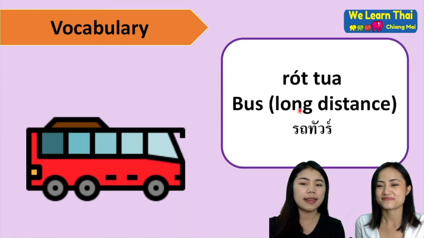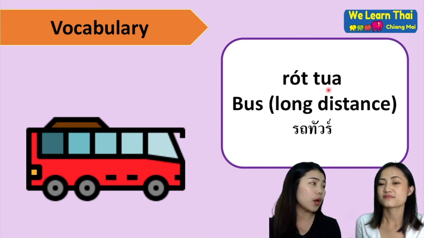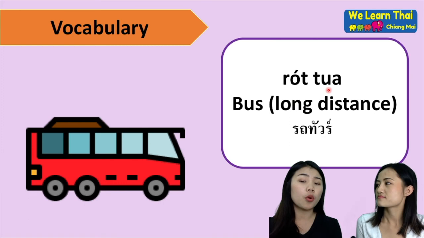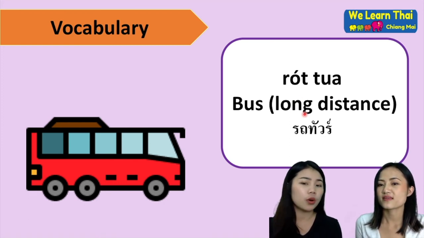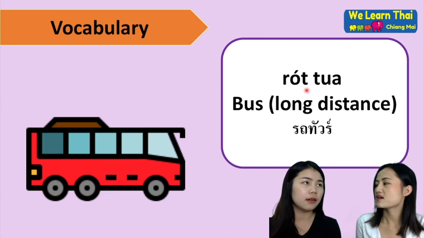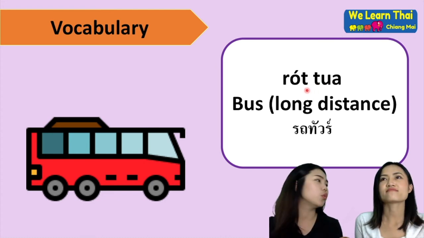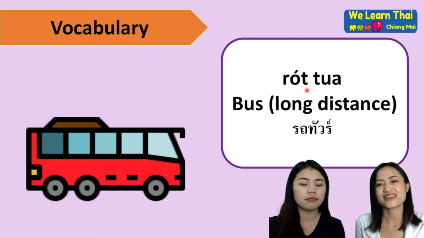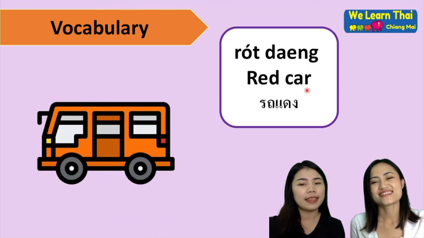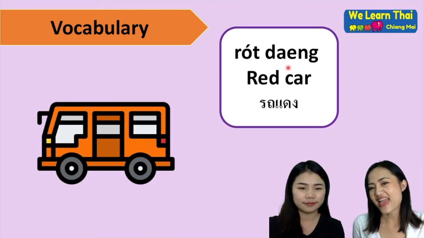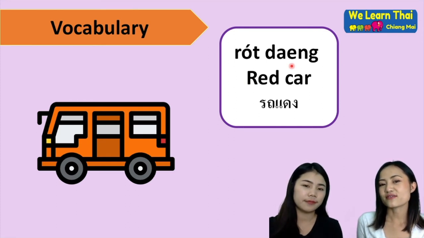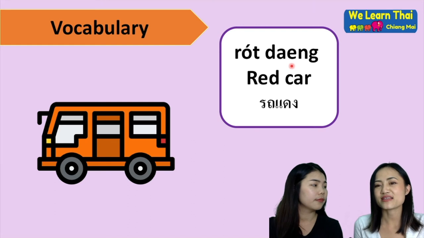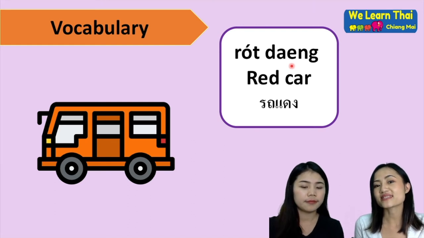And the next one, รถทัวร์. รถทัวร์ just means bus as well, but it's more big and for long distance. Maybe Chiang Mai to Bangkok, or Chiang Mai to Phuket, something like that. And the next one, รถแดง. แดง is red, so red car. In Chiang Mai town, you will see รถแดง, the red taxi.